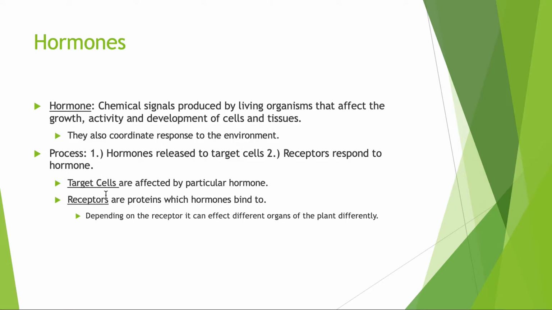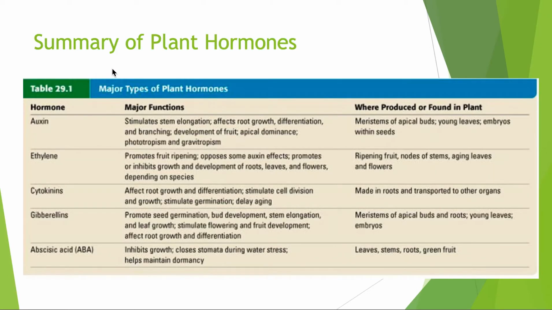Now, on that target cell, it has these receptors, which are proteins that are going to allow the hormone to bind to it, and then depending on whatever that hormone is, it's going to affect that cell and pretty much tell it what to do. Depending on the receptor, it's going to depend on what that cell is going to have. You can see here that they have different organs which will have different receptors. So depending on the organ and the receptor will determine pretty much what that hormone is going to cause that plant to do.